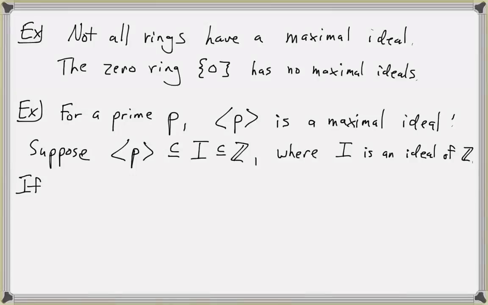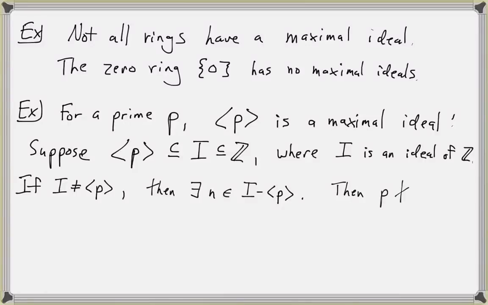Well, if I does not equal the ideal generated by p, then there's an element in I that's not in the ideal generated by p. Then there exists an integer n that's in I, but not in the ideal generated by p. If it's not in the ideal generated by p, then it's not a multiple of p. So p does not divide n, and since p is prime, the greatest common divisor of p and n must be 1.